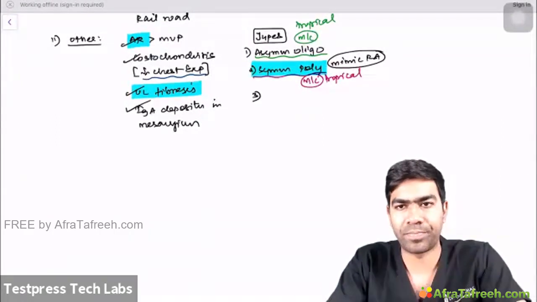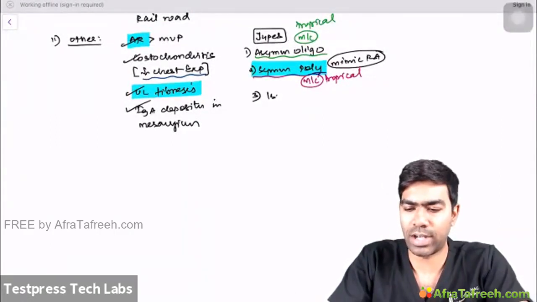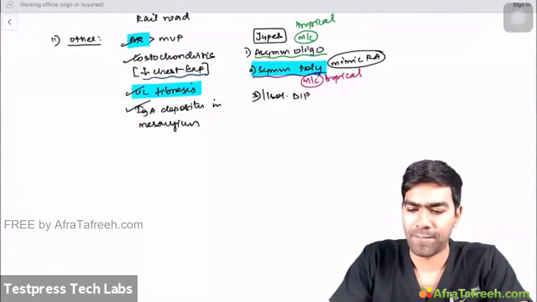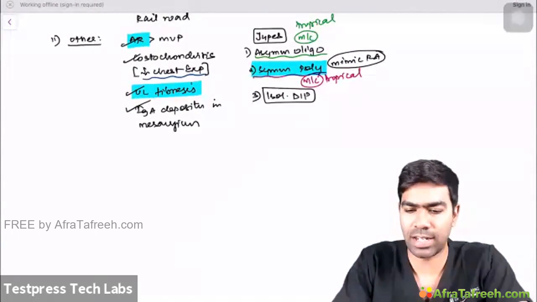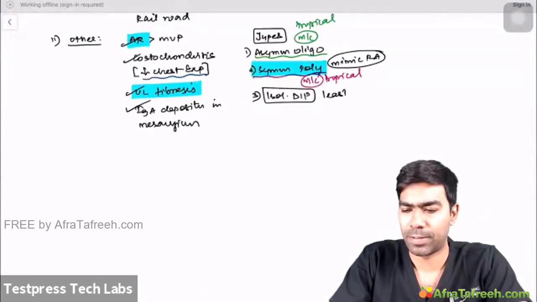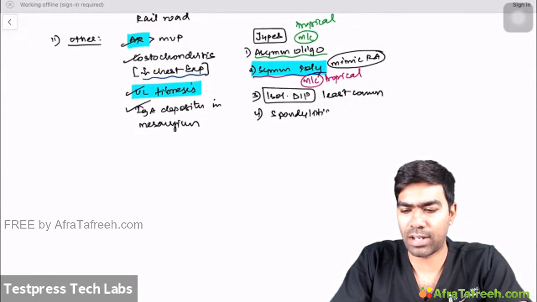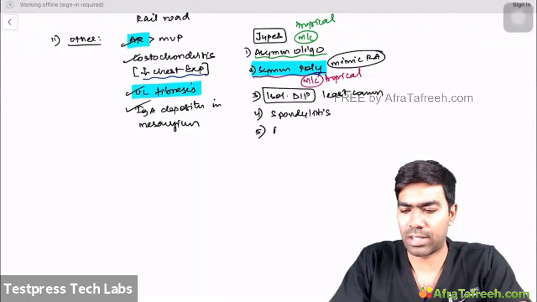And number three, you can get isolated DIP involvement. This is the rarest form, the least common form of psoriatic arthritis. And number four, you have psoriatic spondylitis, only spine involvement, rare again. And you can have arthritis mutilans.